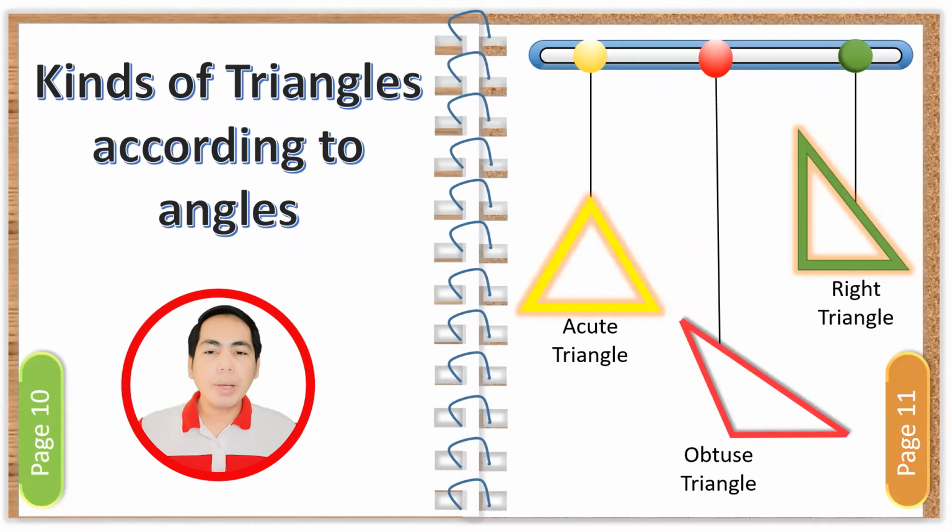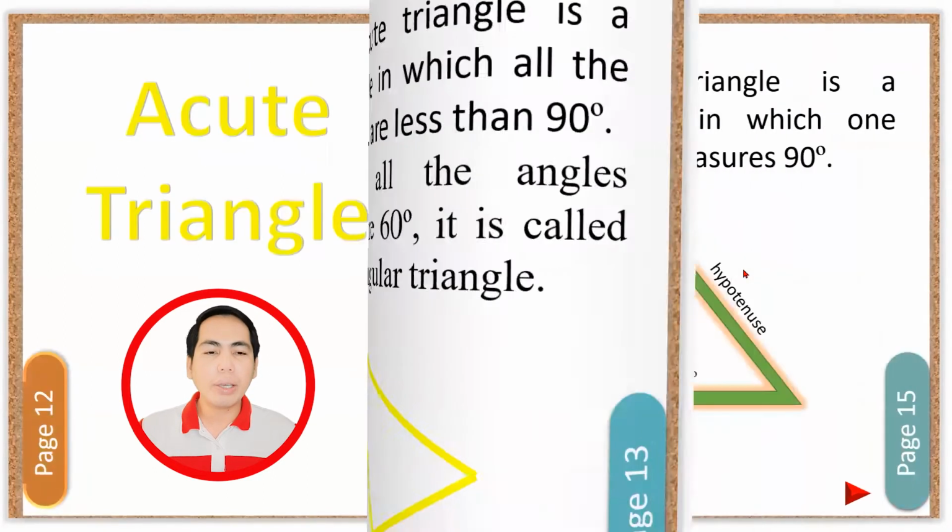Now, let us have the kinds of triangles according to angles. In here, we are looking at the measures of the 3 angles. We have here the first one, acute triangle. Second one, we have the obtuse triangle. And the third one, we have the right triangle. So let's start with the acute triangle.